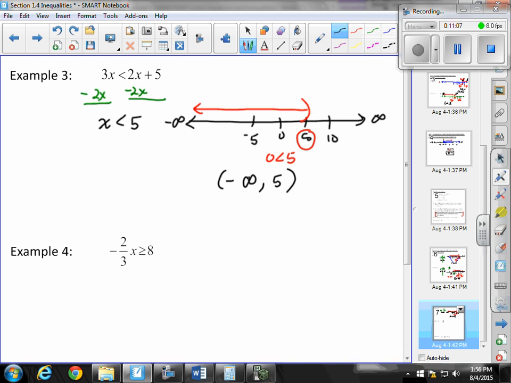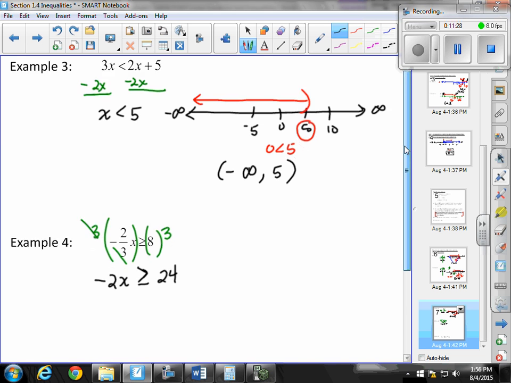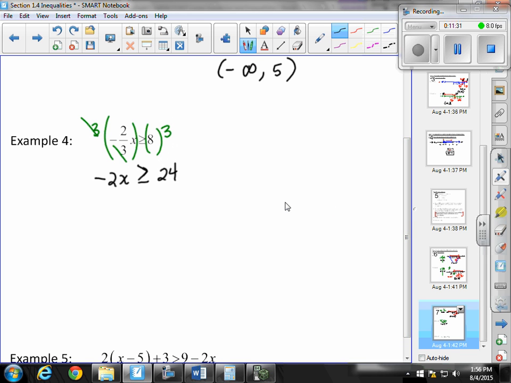-2/3 x is greater than or equal to 8. We're going to clear the fraction first. So I'm going to multiply both sides by 3. 3 divided by 3, that cancels, leaving me with -2x is greater than or equal to 24. I multiplied both sides, but I multiplied by a positive number, so it does not change the direction of the inequality sign. Now I need to divide by -2. There's the step that does it, though. I'm dividing by a negative number, so I need to change the direction of my inequality sign. X is less than or equal to -12.